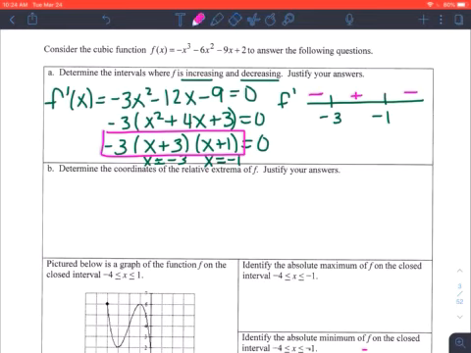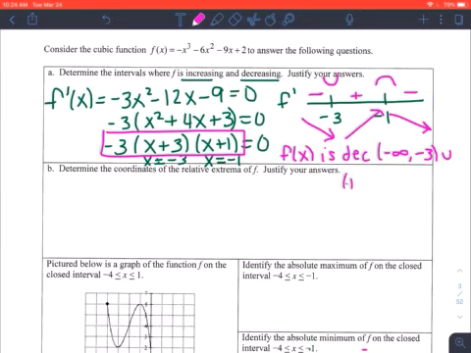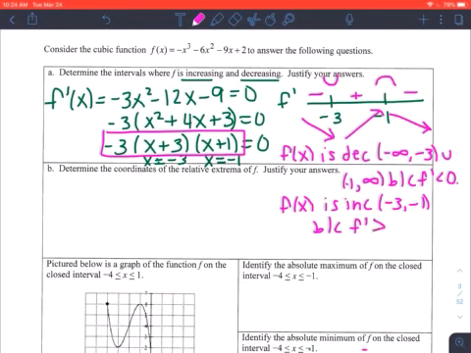So I'm going from decreasing to increasing to decreasing again. So you can see we have a min and a max, and that's kind of helpful. And we don't want to lose our justification. So f of x is decreasing from negative infinity to negative 3 and from negative 1 to infinity because f prime is less than 0. And f of x is increasing from negative 3 to negative 1 because the derivative is greater than 0. So that's our justification. We don't want to lose that.